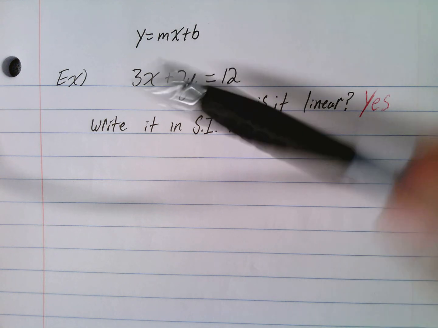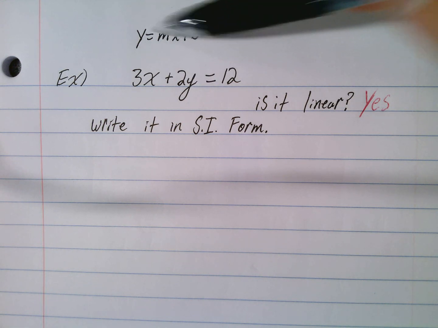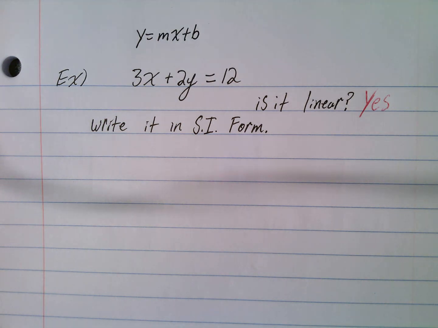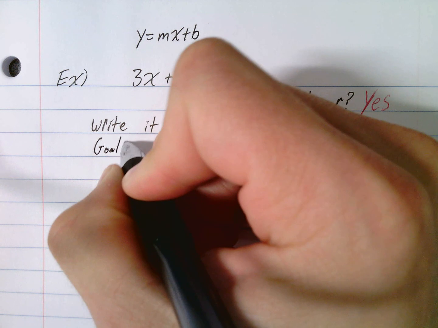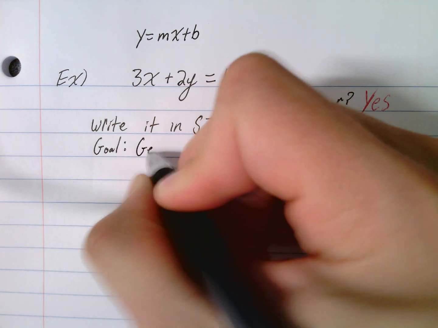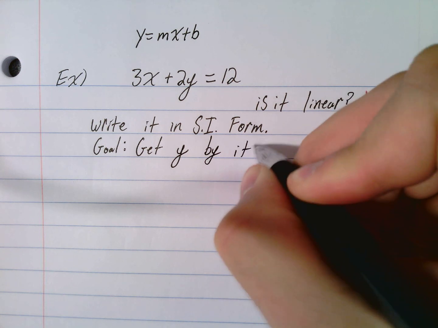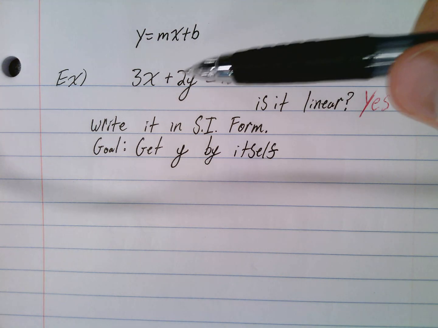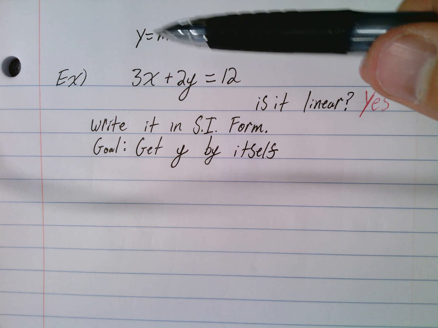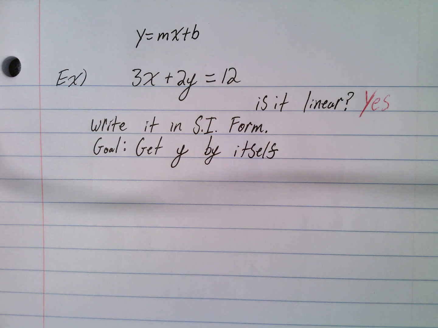Since x and y are being added here, I want to set them equal and have them on separate sides. So let's say our goal here is to get y by itself. When I say get y by itself, it means on its own side of the equal sign, and we're going to get rid of that number that Travis was talking about.